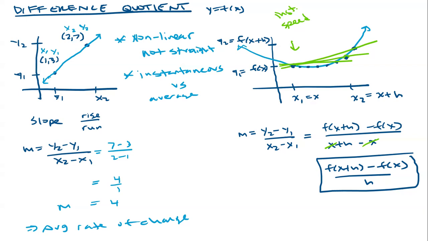So that's what the difference quotient entails, this whole concept. I'm getting closer and closer to another value where I find my instantaneous speed at that particular point. Or in other words, the concept of the limit or the derivative in calculus.